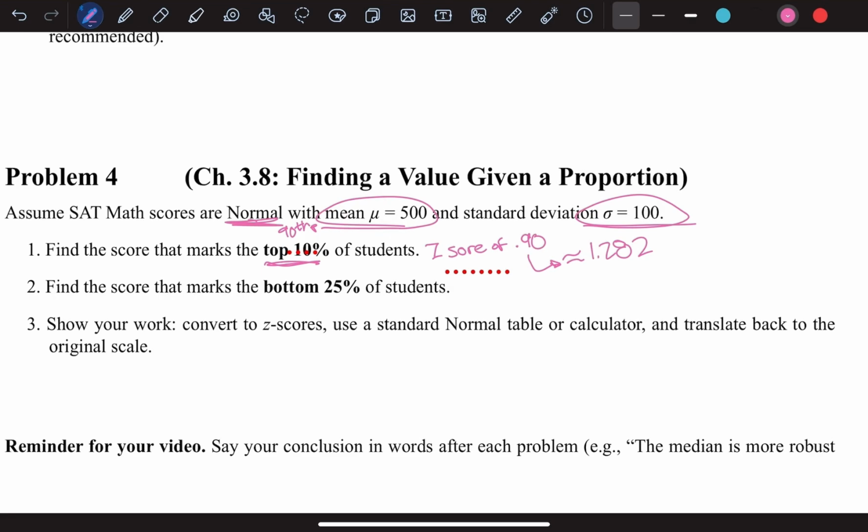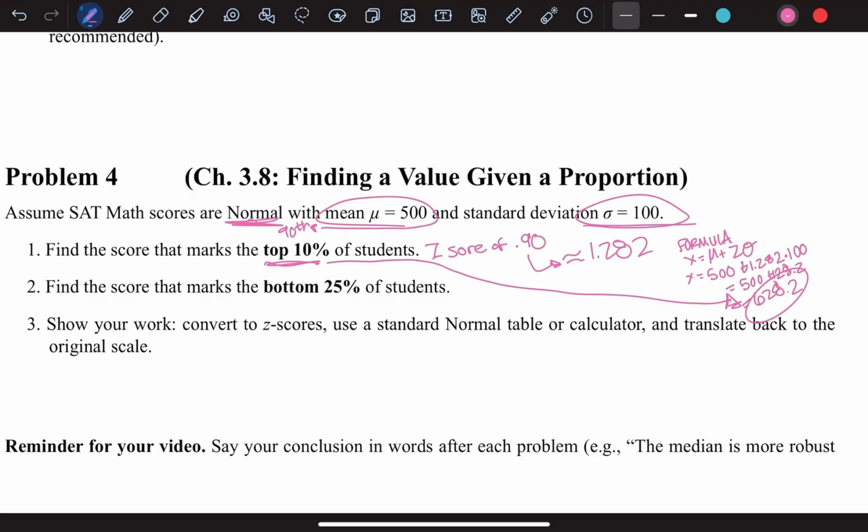So using the formula, x equals mu plus z sigma, plug in our numbers. x equals 500 plus 1.282 times 100, which equals 500 plus 128.2, which equals 628.2. So this would be the top 10% of students.